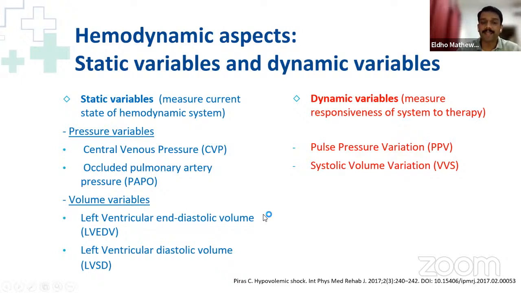Even in some cases there are limitations for this, if the patient is ventilated, and for other issues there are limitations. In dynamic variables, the pulse pressure variation we can assess. So in this case, the appropriate answer is central venous pressure.